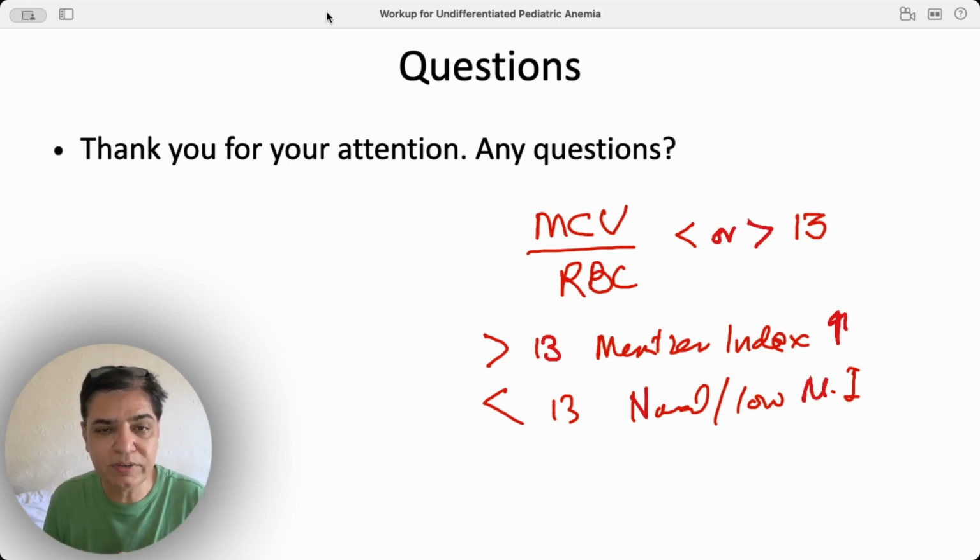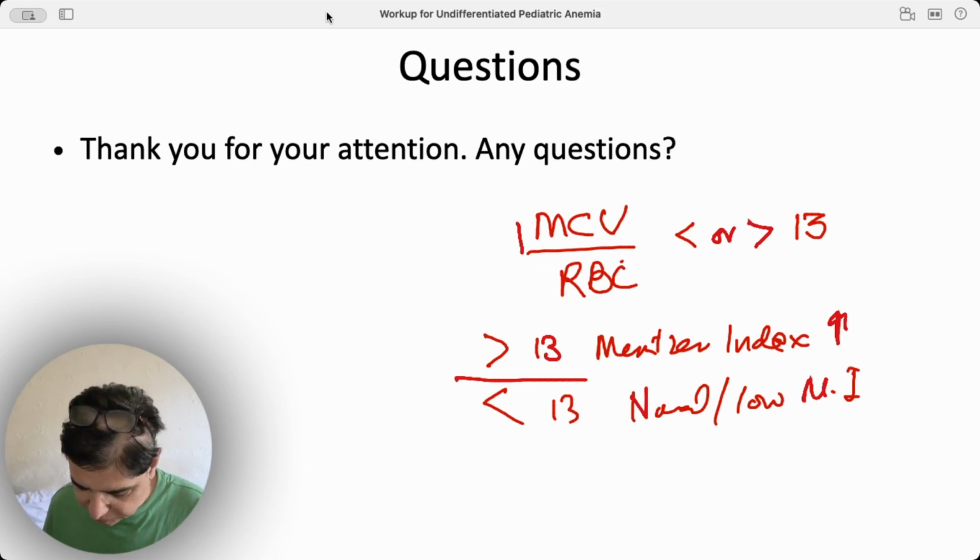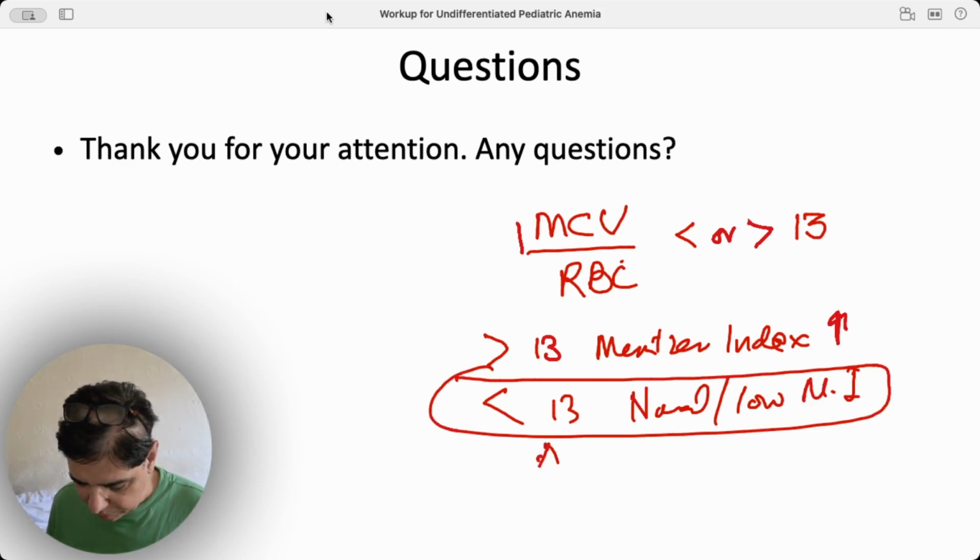You only interpret it when the anemia is mild. So in other words, if you are dealing with alpha or beta thalassemia traits, then you have to look at the Menser index. Because on one hand, you're looking at your MCV, on the other hand, you're looking at the RBC count. So if your Menser index is low, less than 13, you are probably dealing with alpha or beta thalassemia trait.